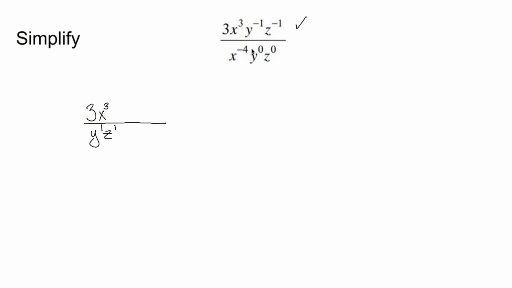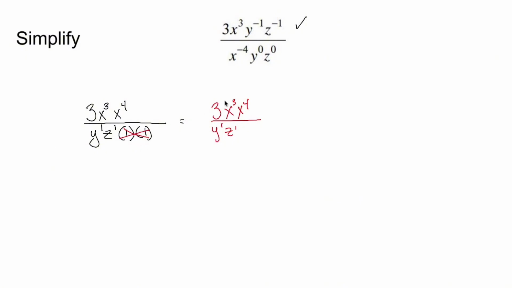Now let's go down here to the denominator. X to the negative 4 becomes x to the positive 4 in the numerator. Anything to the 0th power becomes 1, so times 1. Z again to the 0th power becomes 1, so times 1. So let's rearrange things and maybe clean things up a little bit. All right, 3 times x to the third times x to the fourth, not going to do much there. Y to the invisible 1, z to the invisible 1, times 1 times 1. If I multiply 1, nothing changes, so I really don't need them.